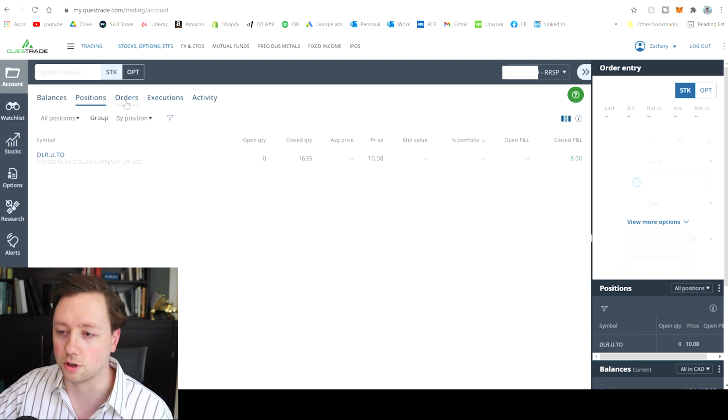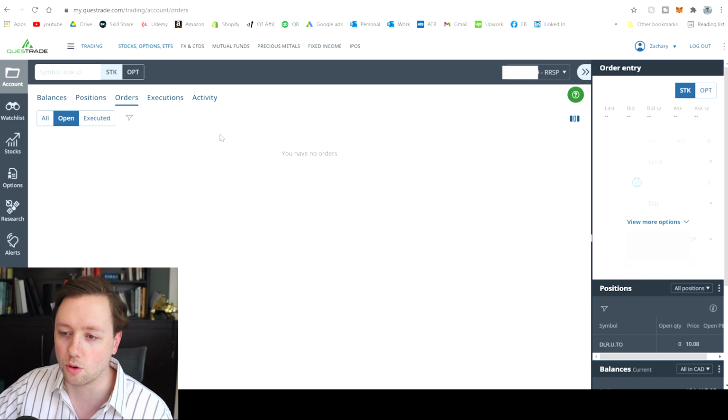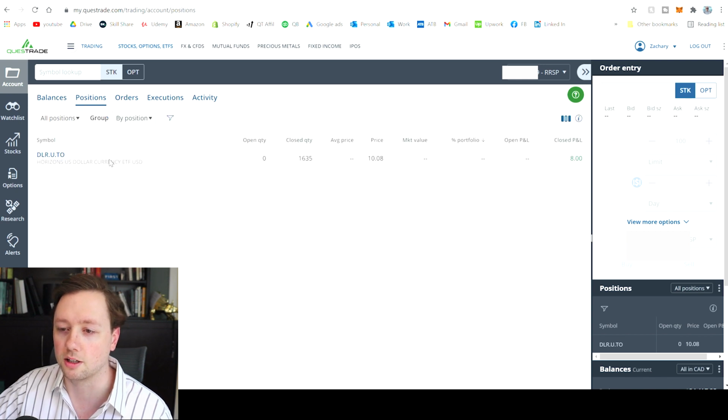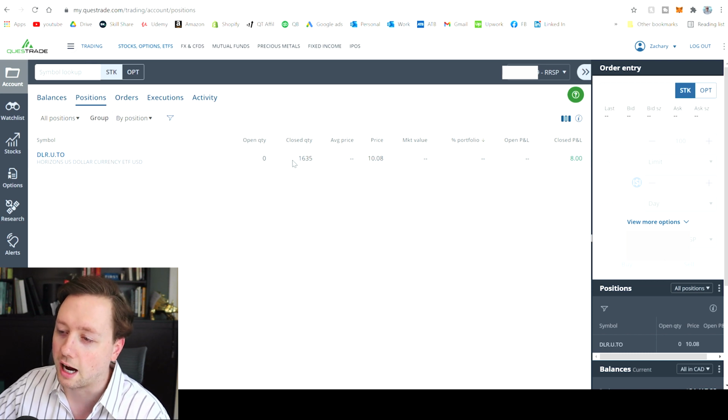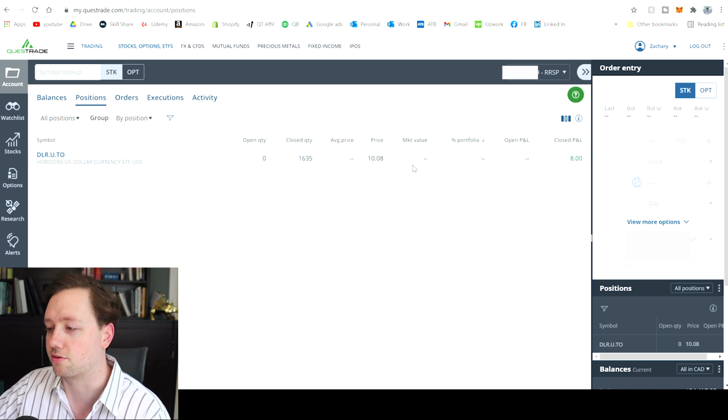To do that, we're going to go to orders. It says I have no orders, so that means that it's probably being executed. And when I go to my positions here, you can see that I have 0 open quantity. I closed the quantity at 1635. The price is 10.08, and I got out.